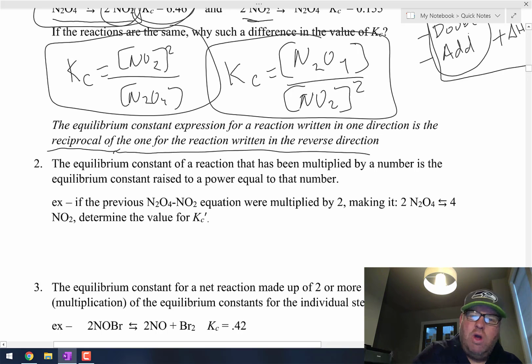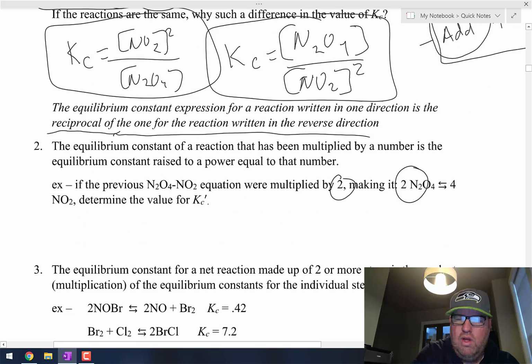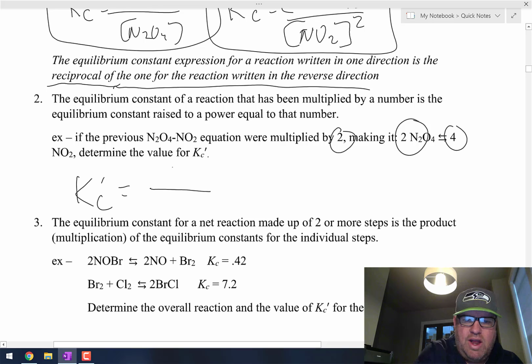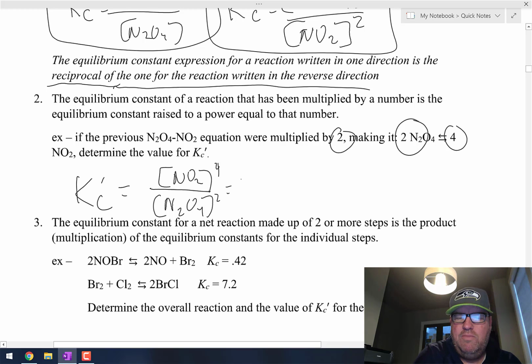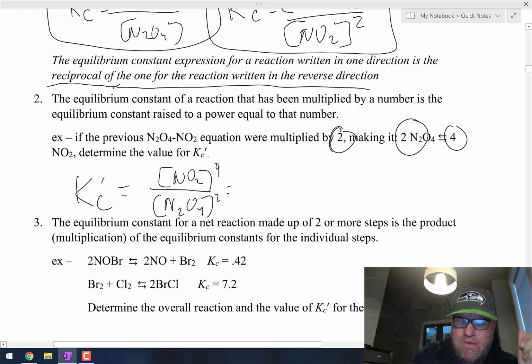Okay, so if you multiply everything by 2, so instead of just N2O4, now you have 2 N2O4s and 4 NO2s. Again, think about what that does to your equilibrium constant expression. For your new equilibrium constant, now you're going to have NO2 to the 4th power and the concentration of N2O4 to the 2nd power. Okay, now overall, what does that do to your equation?